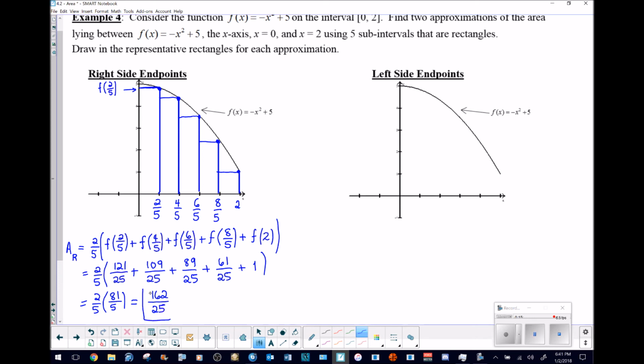162/25 is the area of each of these 5 rectangles that are sort of inscribed within this curve -x²+5. Now, when you look at the left side endpoint approach, you might think, oh gosh, we have to do this whole thing all over again. Well, that's not necessarily true, because so much of the work you've done has been taken care of for you, and you may not have to manipulate the calculator nearly as much.